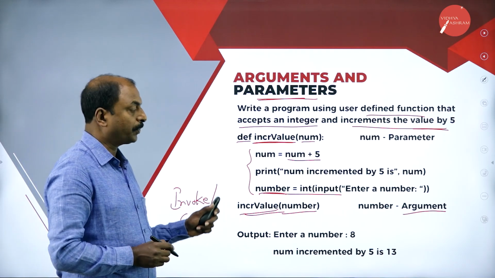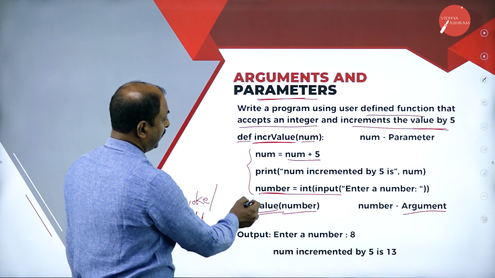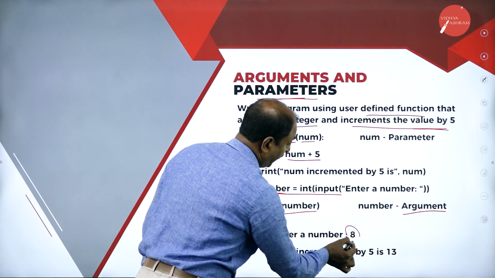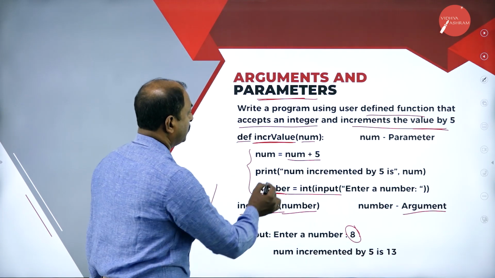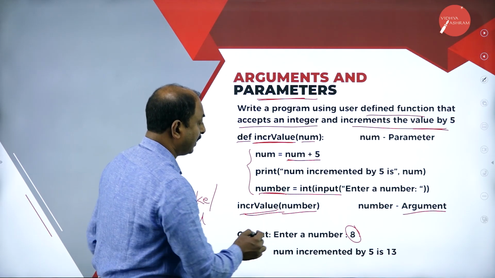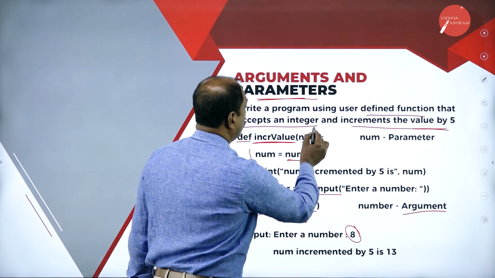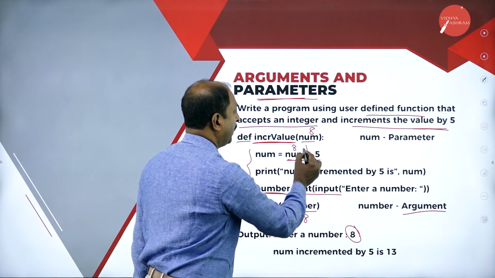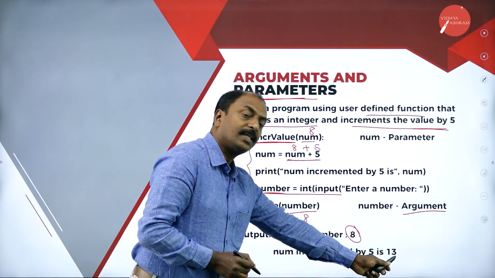When you execute the program, the output will be like this. Enter a number. For example, this statement will be executed, enter a number, and if you enter the value 8, then number incremented by 5 is 13. Because of the statement here, the same value that you enter, in this example you have entered 8 as the number, the same number 8 will be copied to the variable num, and from here num plus 8, here 8 plus this 5, that is 13. So you will get the result as 13.